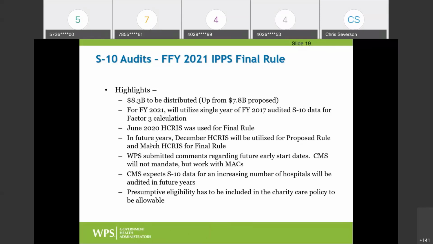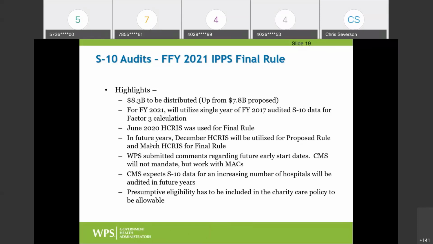We're going to see that concept come up multiple times. Basically, it has to be in your charity care policy or financial assistance policy before it's allowable at all. And I'm going to stress that in just a bit here. But I do have a question I wanted to go to.